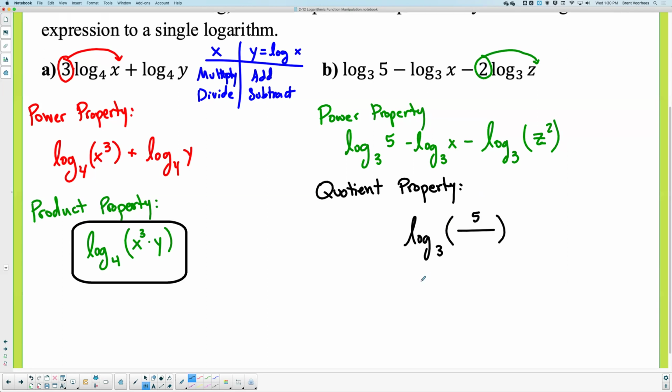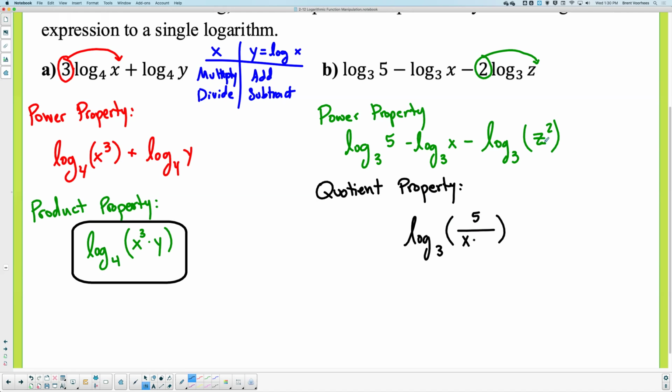Now, why do you think it's 5? Is it because the 5 is first? Answer, no. There's a different reason 5 went to the numerator. What's different about this log than these two? Oh, that's true. 5 is a number, but that's not the reason why. It's because this log is positive. What can you tell me about these two logs? Negative. Negative logs go to the denominator always.